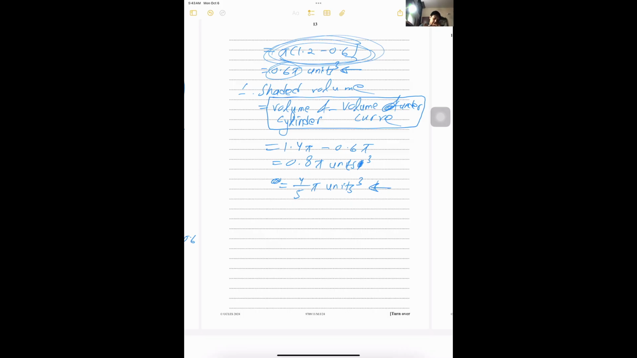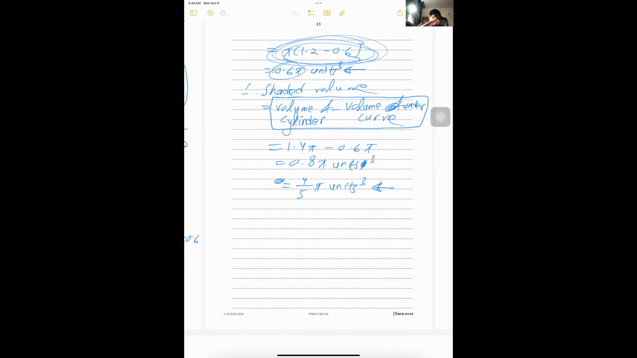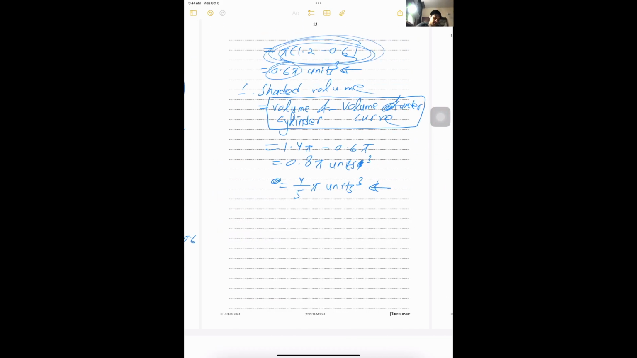So I hope that is clear. The volume of the cylinder, that is the trick only in this type of sums. There's barely any other trick that is given in the main exam. Okay, so I hope that is clear.